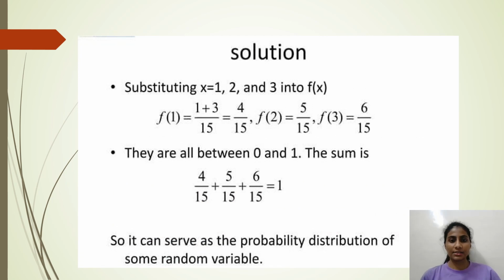By substituting x = 1, 2 and 3 into f(x), f(1) = (1 + 3)/15, that is equal to 4/15. f(2) = 5/15 and f(3) = 6/15. We do the same as for f(1). They are all between 0 and 1. The sum is 4/15 + 5/15 + 6/15, which is equal to 1. So it can serve as a probability distribution of some random variable X.